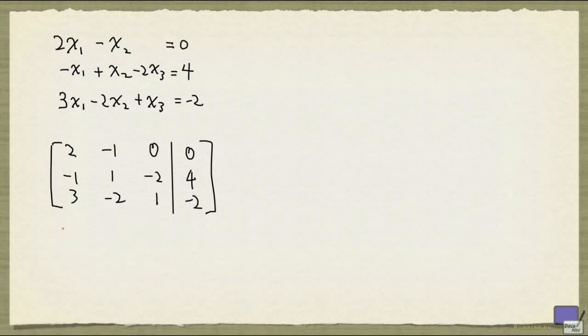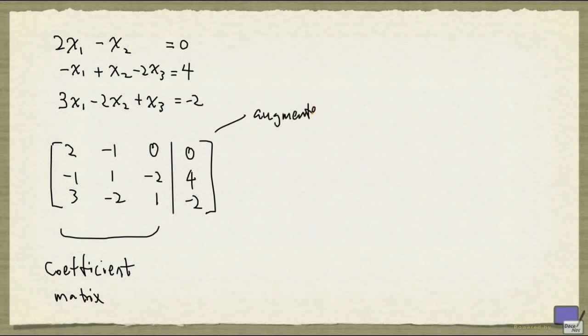If we form a matrix that consists of only the coefficients of the variables, we obtain the coefficient matrix of the system. So in this case, the coefficient matrix would be a 3 by 3 matrix. This whole matrix here is called an augmented matrix.